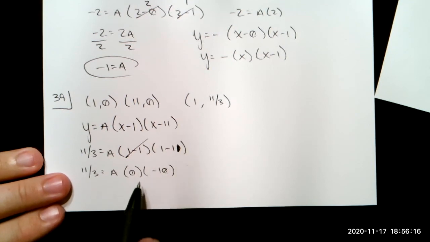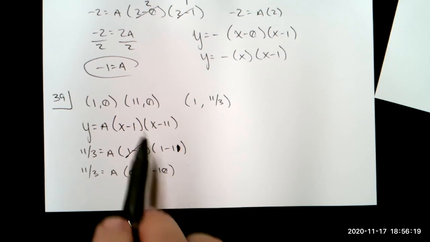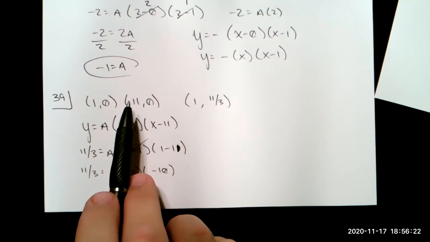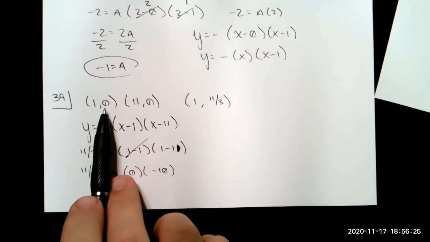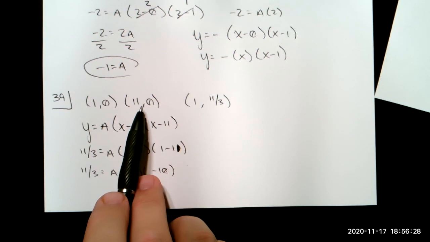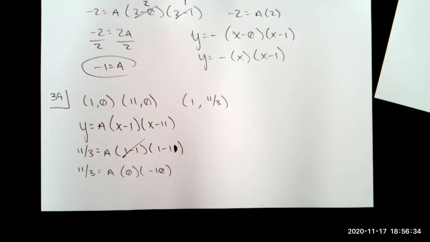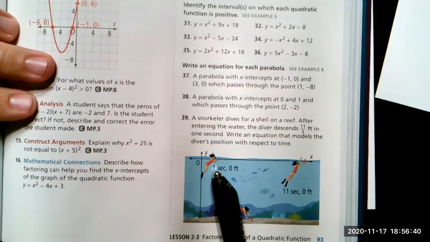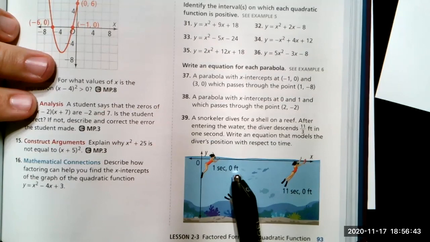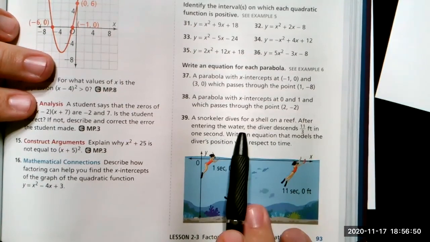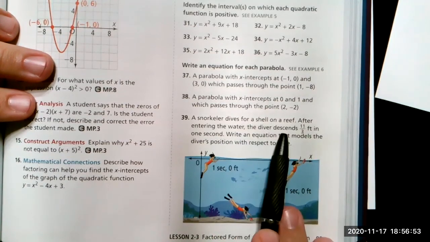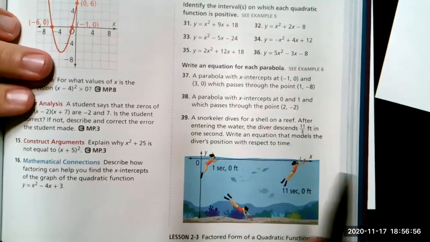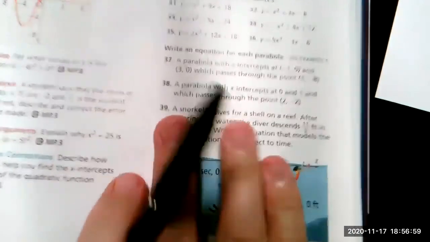Did I mess something up here? I don't feel like that should be 0. Let me go back and double check this real quick. 1 second, 0 feet, 11 seconds. Oh yeah, I screwed this up. So they're saying that the diver enters the water at 1 second, and they're at 0 feet at 1 second. Up in this description, after entering the water, a second has already passed, the diver descends 11/3 feet in 1 more second. So technically that should be a 2.